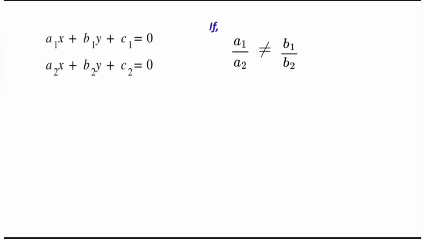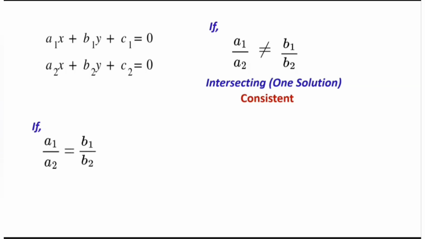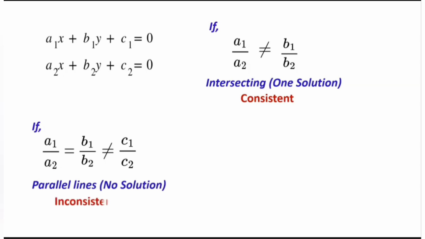If a1 by a2 and b1 by b2 are not equal, we can say that the lines are intersecting and they have one point in common, that is one solution, and they are said to be consistent. If a1 by a2 and b1 by b2 are equal but not equal to c1 by c2, then the lines are parallel to each other and they don't have any point in common, so they don't have any solution. They are called inconsistent.